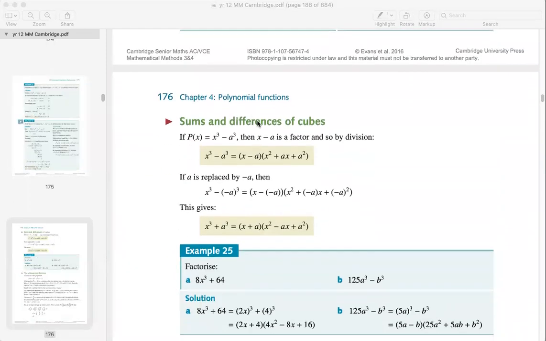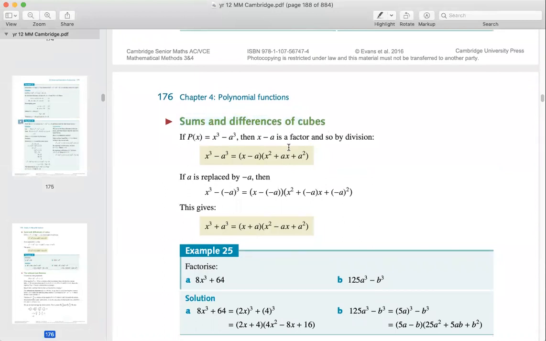And this is sums and difference of cubics, so we should know this one. Okay?